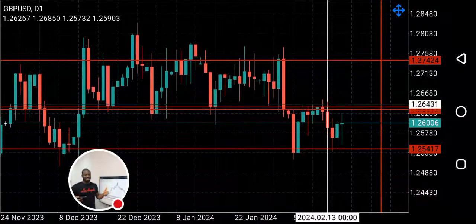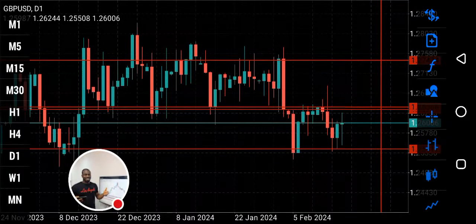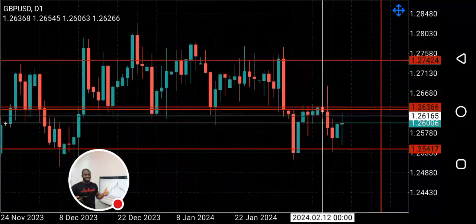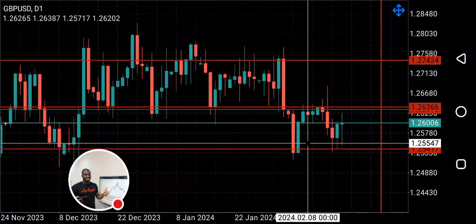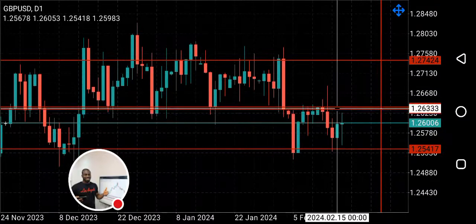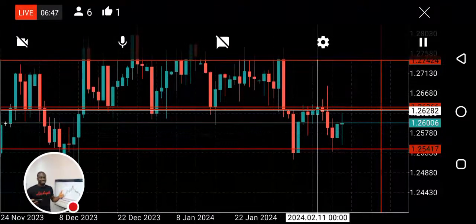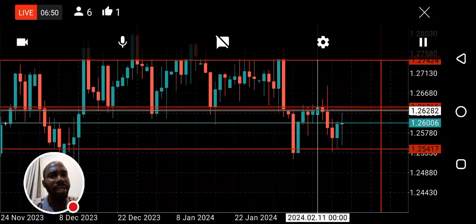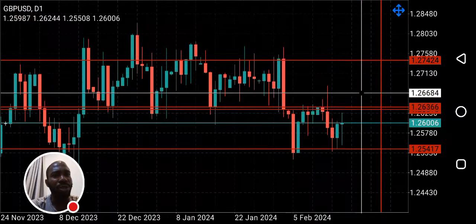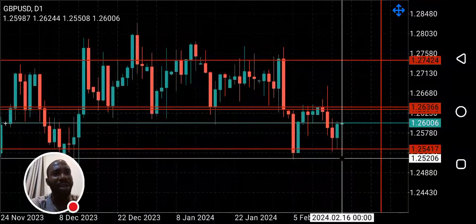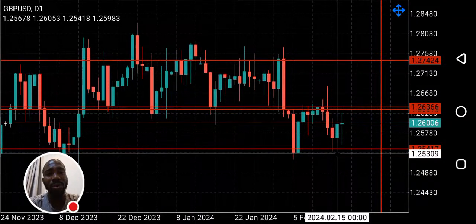So what am I looking at for this week? It's either price breaks out from this resistance or breaks out from this support. If a 4-hour candle closes above this resistance zone, I would consider buying GBP USD, and if it breaks below this support, I might consider selling GBP USD. That is my take on GBP USD.